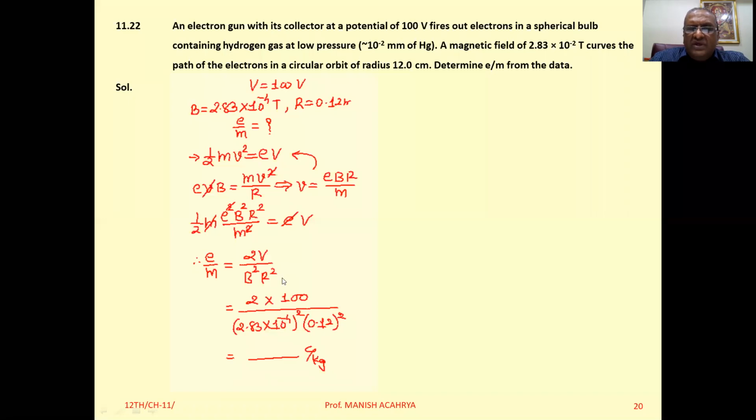So V given to you, that is 100. B, that is also given to you, and r is given to you. So substitute all the values, then solve it. You will get E by M. Clear?